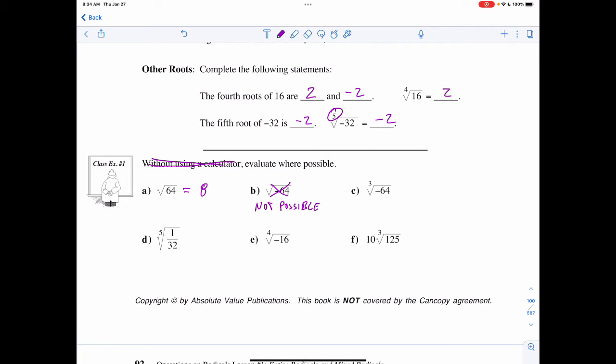No number multiplied by itself, whether it's positive or negative, will make a negative number. So I can't take the square root of a negative. The cube root of negative 64 is going to be negative 4.